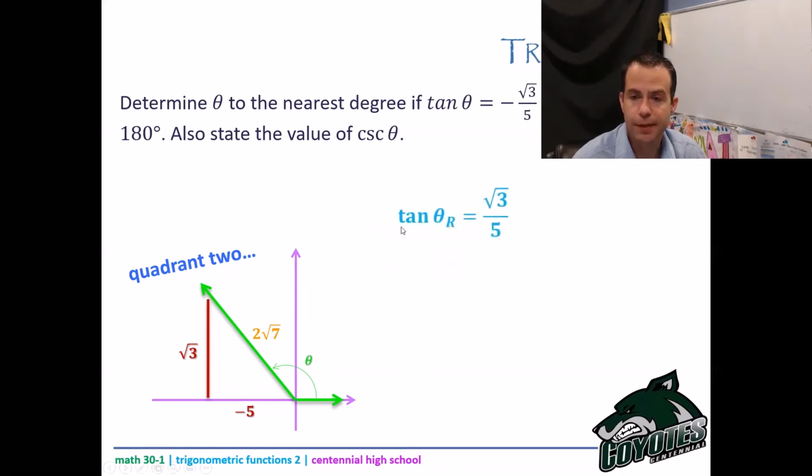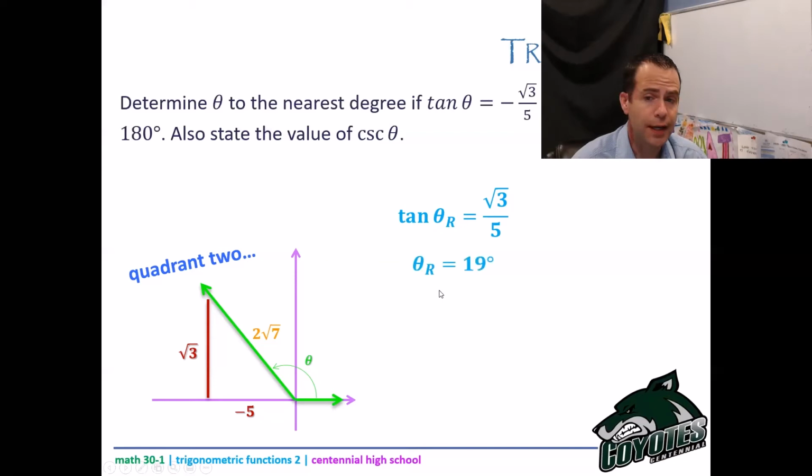So what I'm going to do is say, tan of theta's reference angle. Notice I put a little subscript r there just in my communication. I want to be really clear. I'm not actually solving for theta yet. I'm getting theta's reference angle. The ratio for tan of theta would be root 3 over 5. So if I know the ratio, I want to inverse tan or arc tan, root 3 over 5, and that's going to give me the angle.